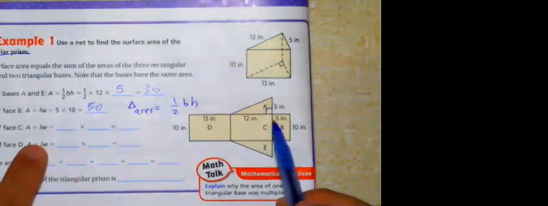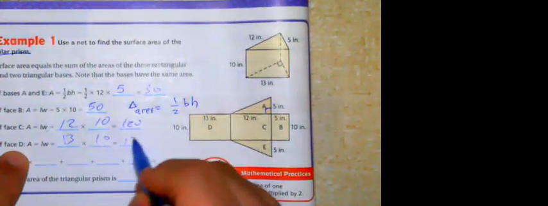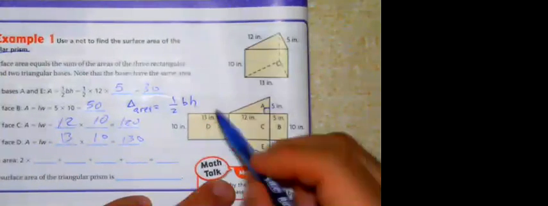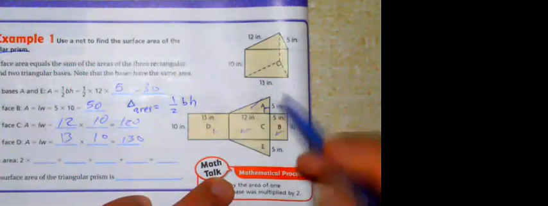This is the height. Area of B is 5 by 10, which is 50. So area C, 12 by 10, 120. Let's look at D. D is a 10 by 13 or a 13 by 10. So we found A, we found B, C, and D.